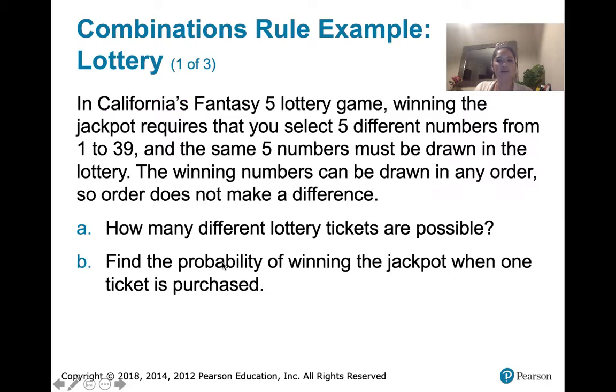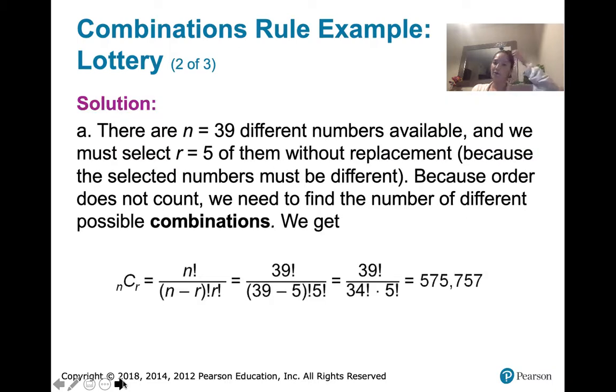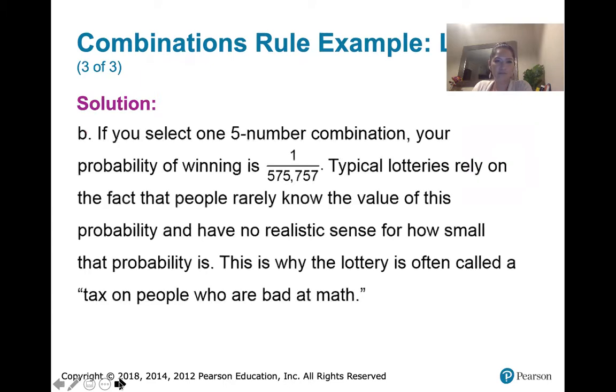Now the second question, let's go back to it. It says, find the probability of winning the jackpot when one ticket is purchased. Well, if all of those possibilities are equally likely, then the probability of winning is 1 in 575,757. So it's a very, very small probability.